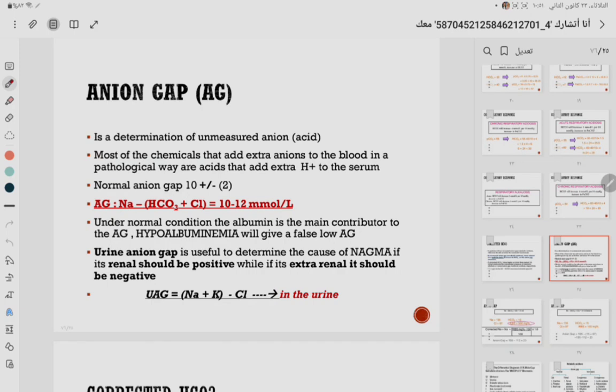So you will hear about correction of the anion gap. For each 1 gram per deciliter drop in albumin, we should add 2.5 milliequivalents to the anion gap. So the anion gap corrected for albumin: 2.5 milliequivalents for each 1 gram per deciliter drop. For example, albumin is normally 4. If the albumin is 2, we have to add 5 milliequivalents, okay?